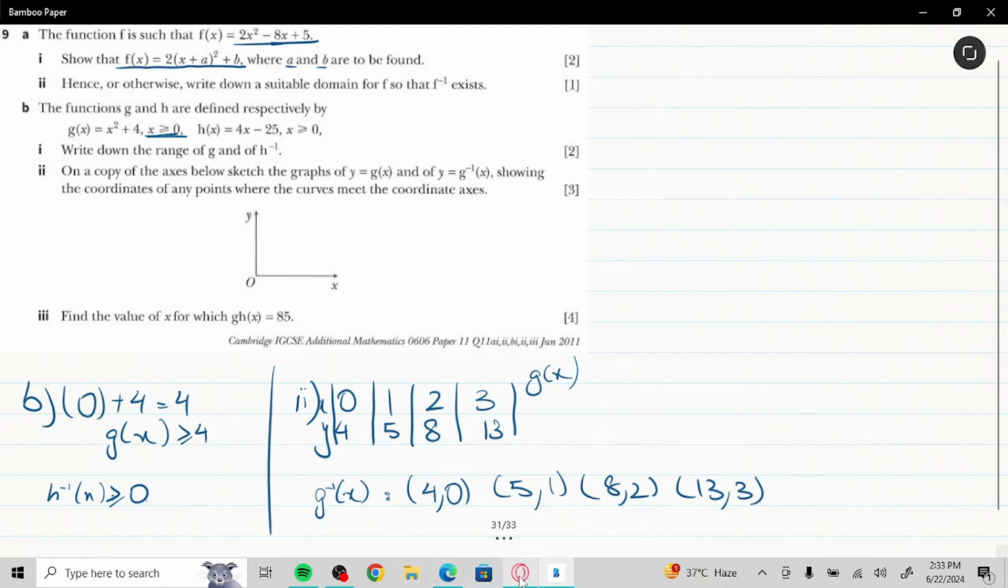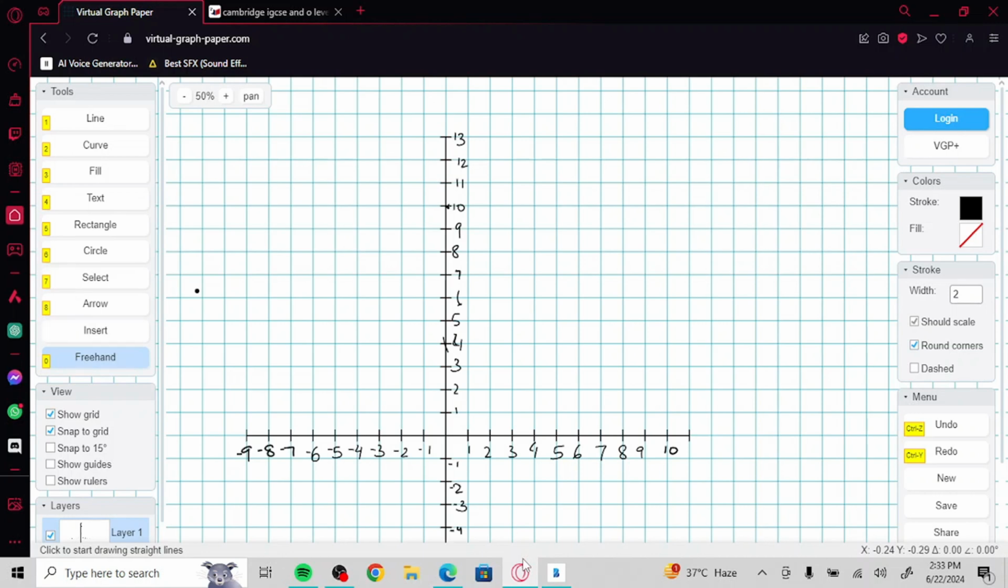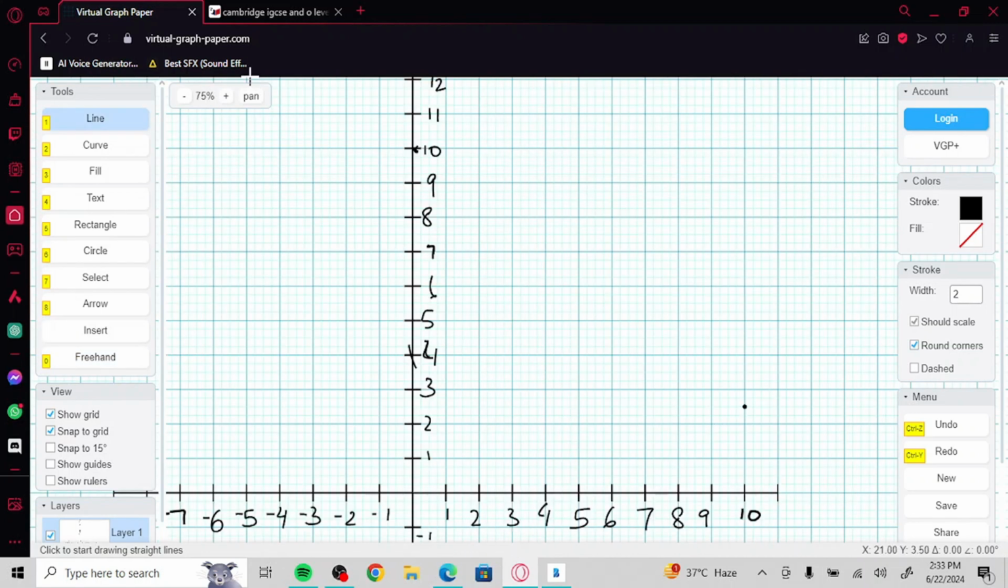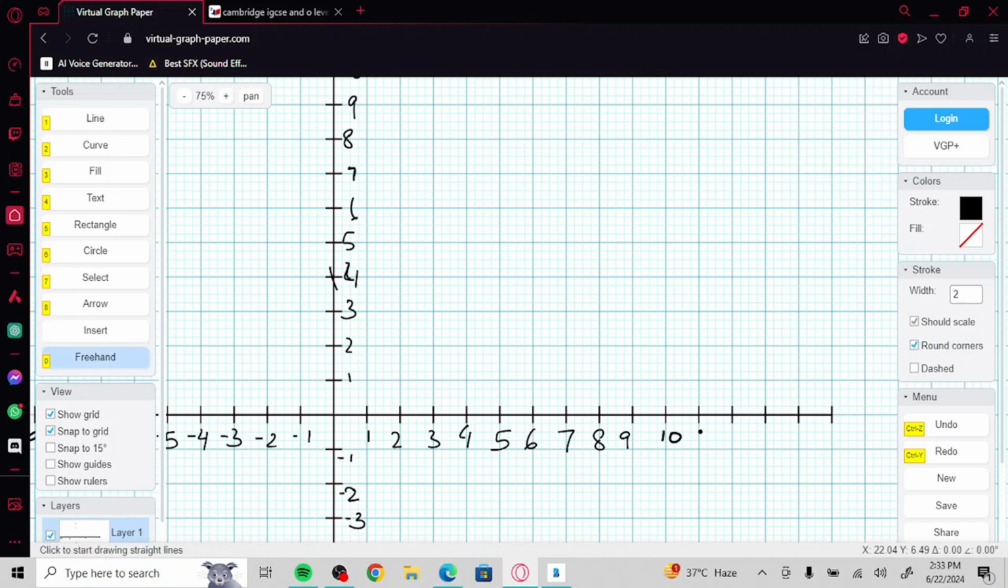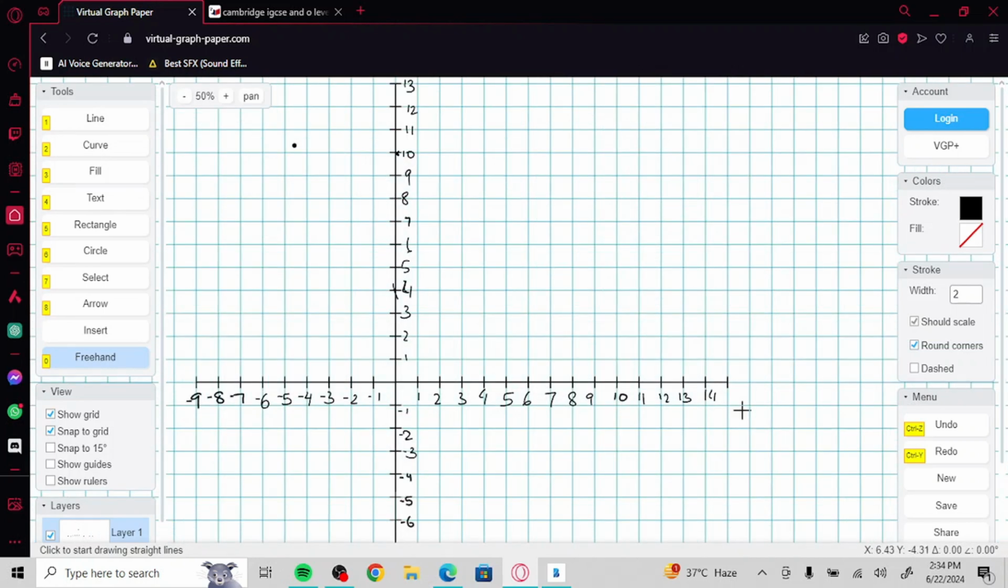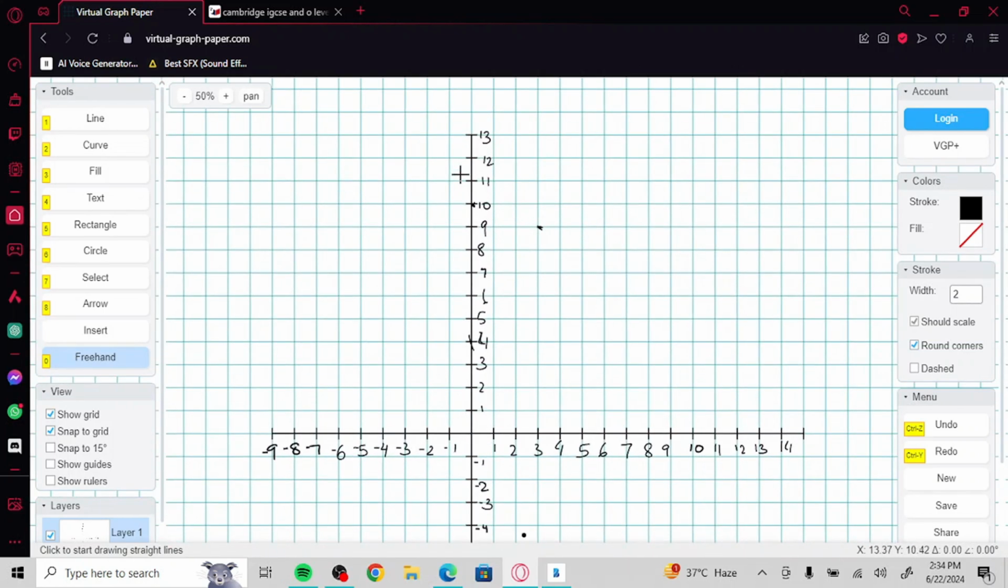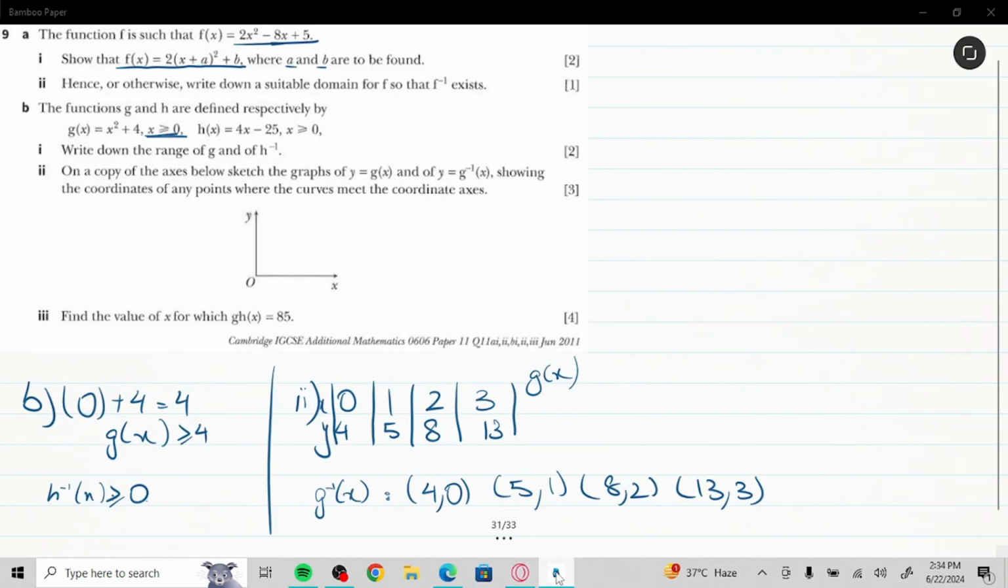Now let's plot them on the graph, and I think I need a much bigger graph for that. Let me adjust this graph for the end. So up to 13 we want. So 11, 12, 13, and 14. And that's it. So now what we're going to do is just plot these points.